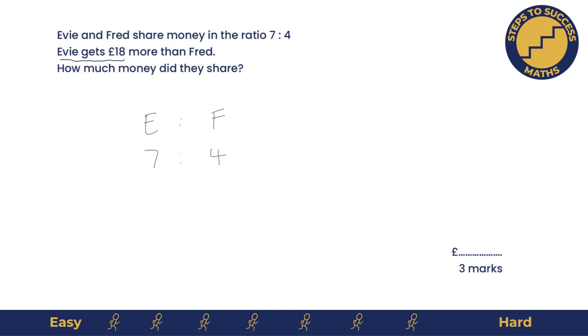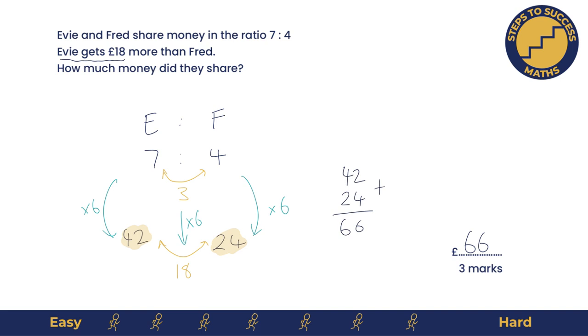But what we can do is look at the difference between 7 and 4, and that's 3. And what we want is the difference between our ratios to be 18. And we can say, well, if we times 3 by 6, we get 18. So if we times each part of our ratio by 6, 7 times 6 is 42, and 4 times 6 is 24. The difference between them will now be 18. So how much money did they share to start with? 42 add 24 is 66. So they had £66 to share.